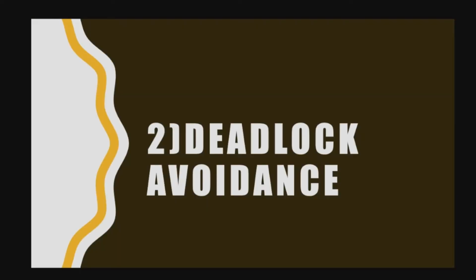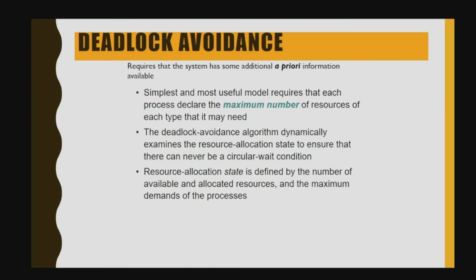The second part is about deadlock avoidance. Once we try to prevent, and another one we try to avoid. So it requires that the system has additional a priori information. Using deadlock avoidance, it's required to have additional a priori information available.